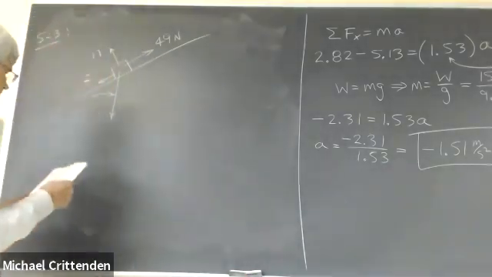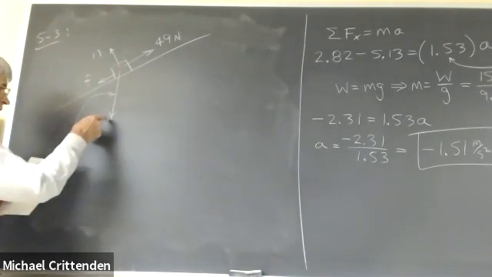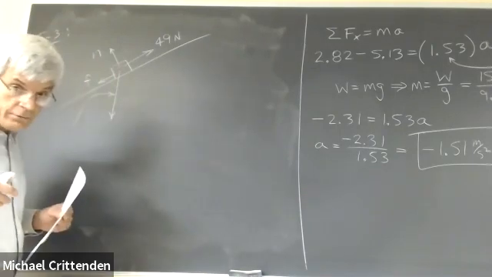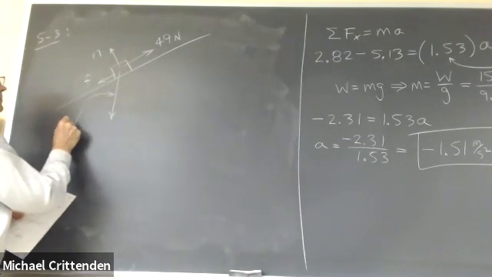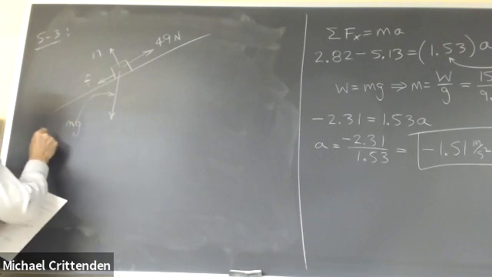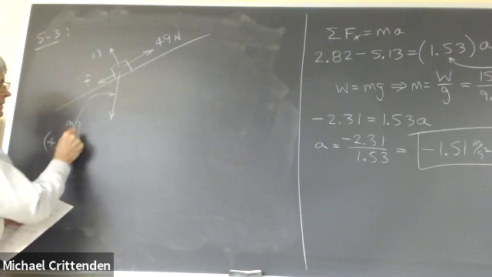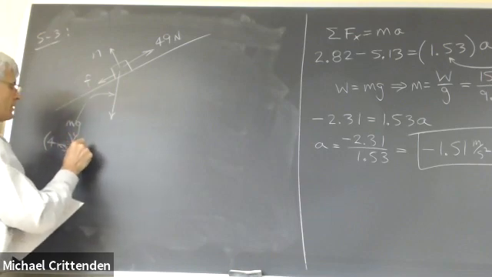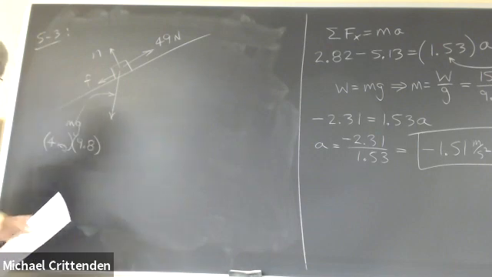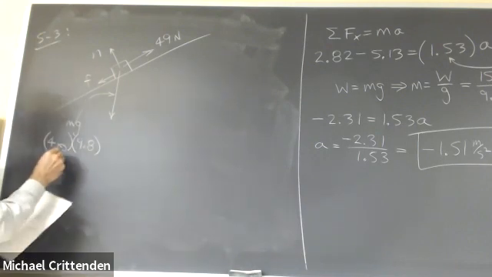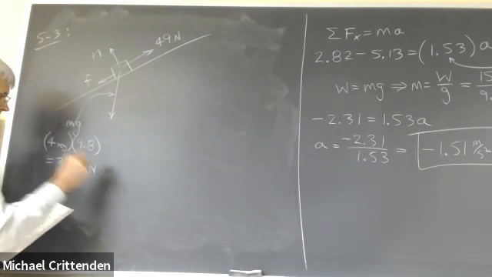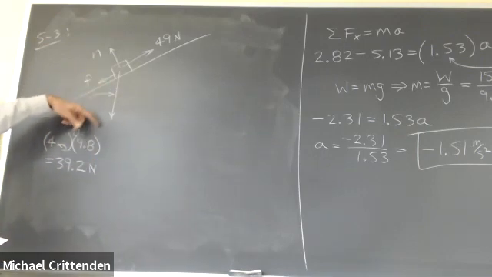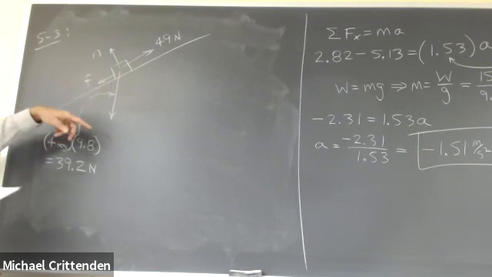So these forces would be in newtons in the SI system. Mass times gravity is equal to 4 kilograms times the gravitational acceleration, weight equals mg. 39.2 newtons is the length of that arrow.